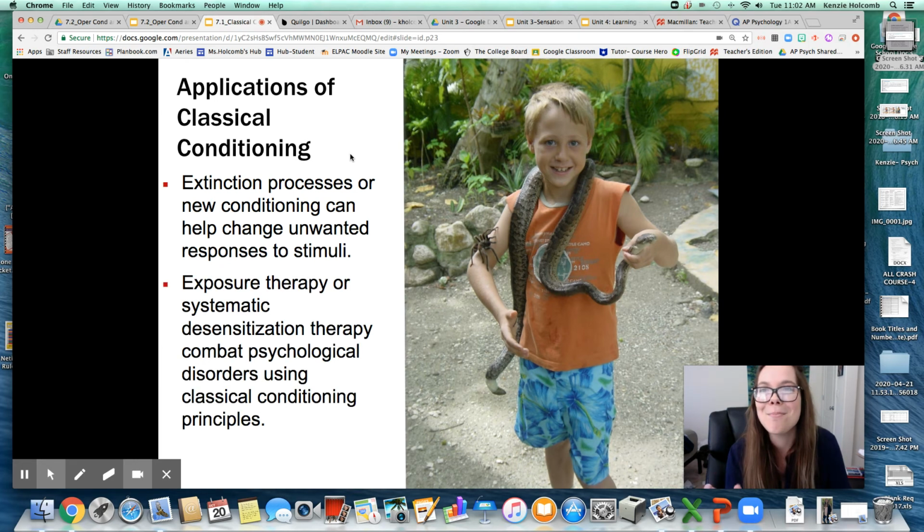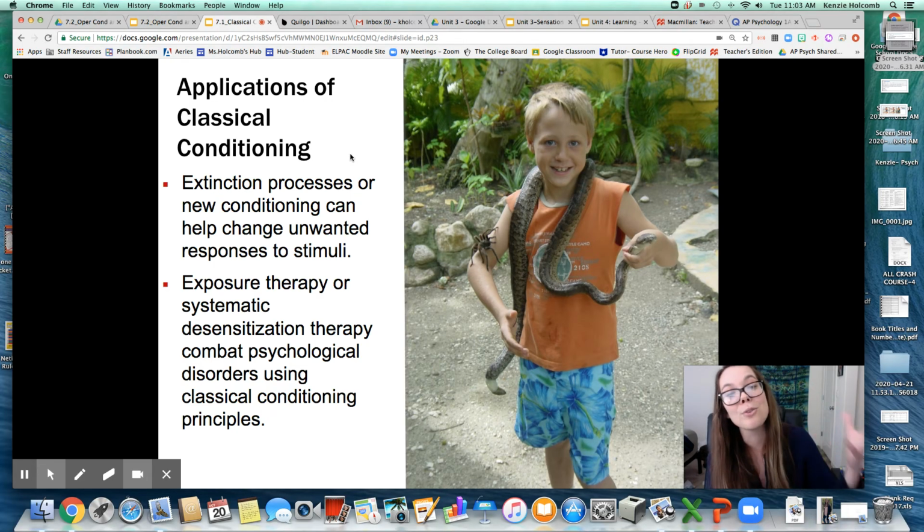But anyway, applications for classical conditioning. There is the extinction process, right? Or we can newly condition to help with unwanted responses to stimuli. This can also be used as a therapy. A lot of people use classical conditioning to get over heights slowly, and it's called exposure therapy, where we try to systematically desensitize to the conditioned response that you have created with that stimulus.